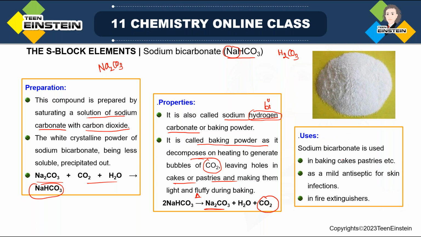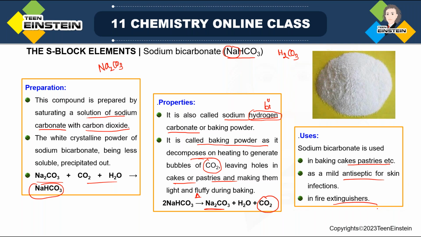Applications: in baking cakes and pastries, obviously, as we have just discussed; as a mild antiseptic for skin infection, it is very mild, it does not have very high power; and in fire extinguishers. Now, if you are thinking how it can be used as a fire extinguisher, just look at this reaction, the previous one.